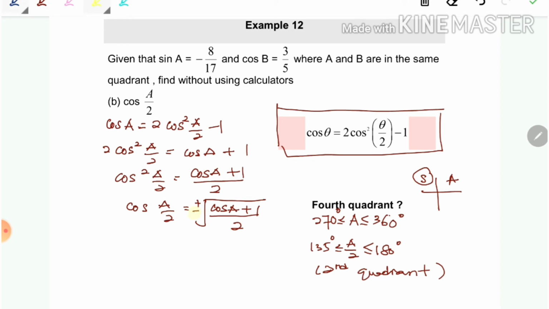To solve this problem, we have cos A over 2 equals negative square root of, cos A is 15 over 17, plus 1, divided by 2. So cos A over 2 is negative 4 over 17.